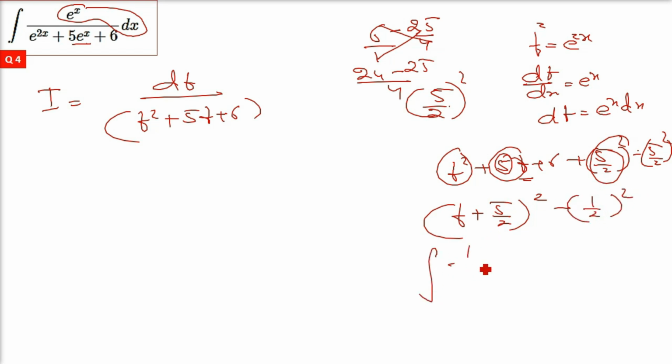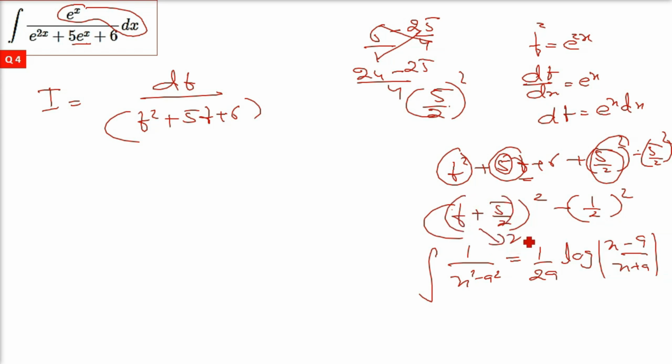Now this integration will become integration of 1 by x square minus a square, which is 1 by 2a log of x minus a by x plus a. Please remember, if we put t plus 5 by 2 as some p, the differentiation will be the same. dt will be equal to dp. So don't worry about putting t plus 5 by 2 as some other term in order to make it a simple one variable, because when you differentiate it, it is going to come similar.